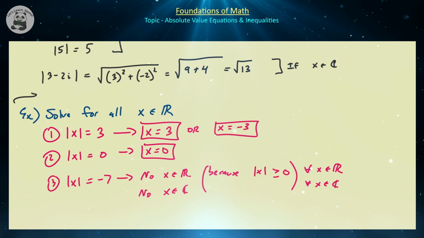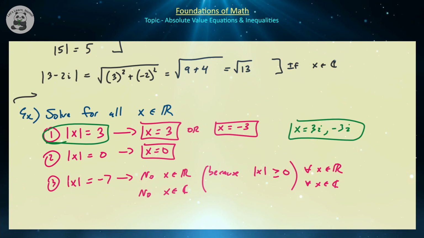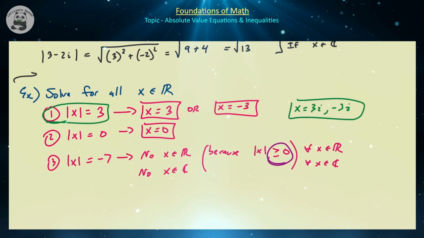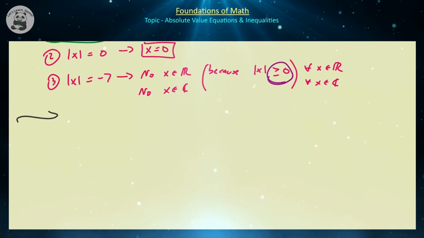Because if we were to extend, for example, this equation to C, you can say, oh, well, we could also say that x is equal to 3i, minus 3i, and actually infinitely many others all satisfy. But regardless of the type of number that you're working with, the absolute value is always going to be non-negative. So that's a very important thing to keep in the back of your mind when we are solving these types of equations and also inequalities.